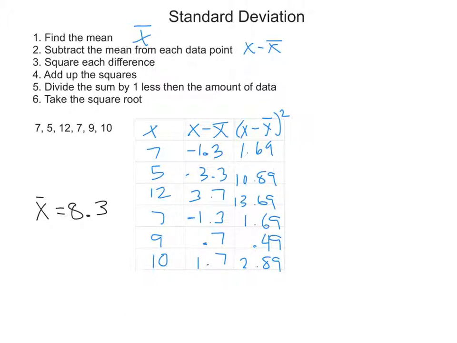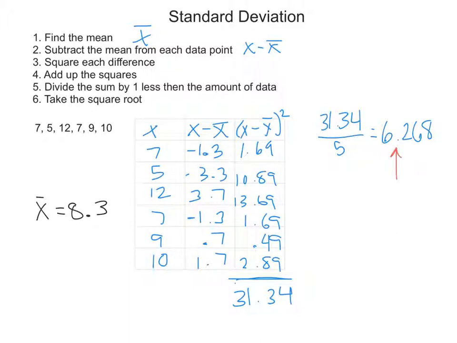The next step after we square each of the differences is we go ahead and we add up the sum of all of them, and I'm going to put that sum down here, and the sum of all of these squares is 31.34. Now the next thing we need to do is we need to take 31.34 and we need to divide it by 1 less than the amount of numbers we have. We had 6 numbers in our problem, so we're going to actually divide this by 5, and we're going to get 6.268.